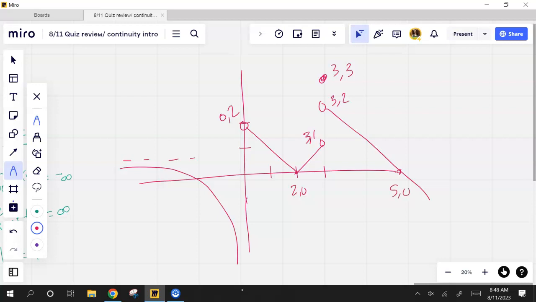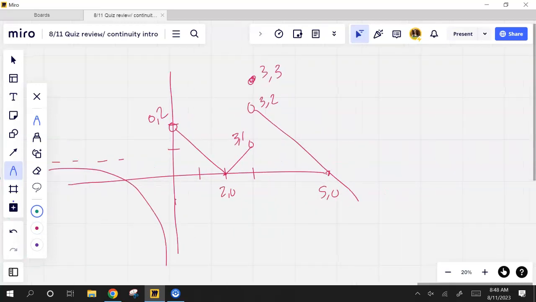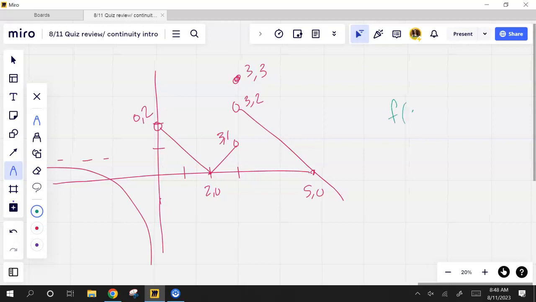Okay. F of 0. D and E. It's an open dot right there. D and E, D and E, D and E. F of 2, 0. F of... It would be 2.